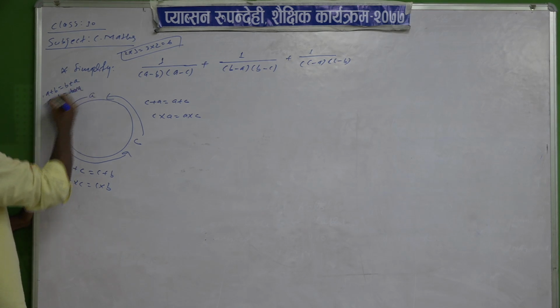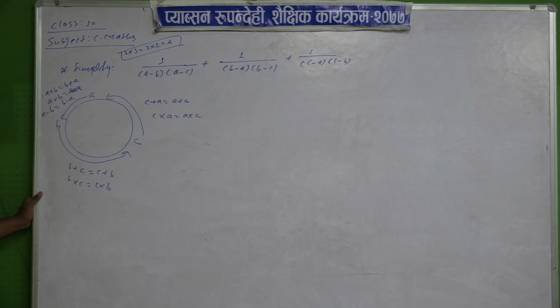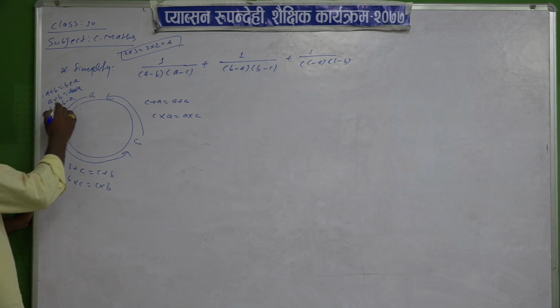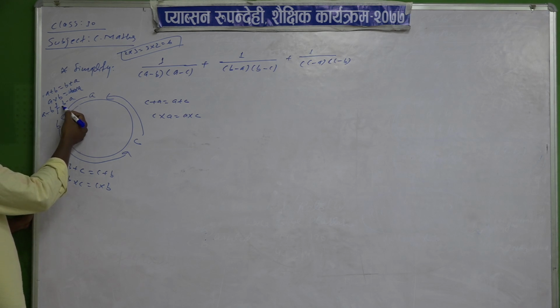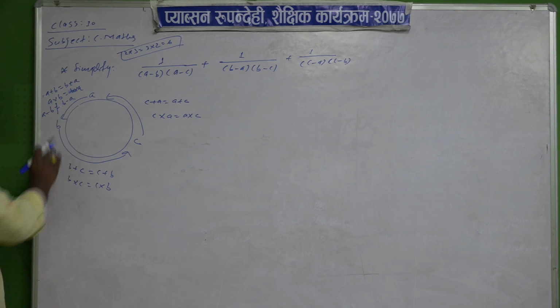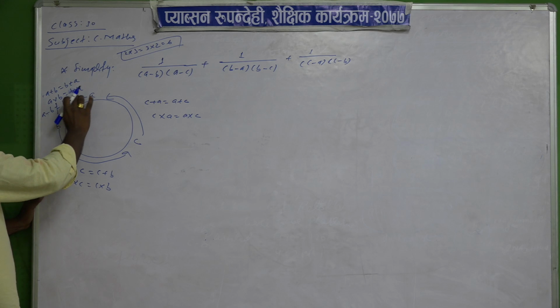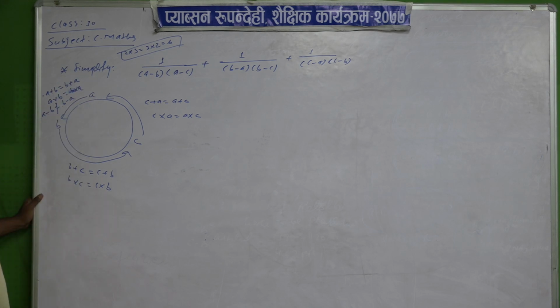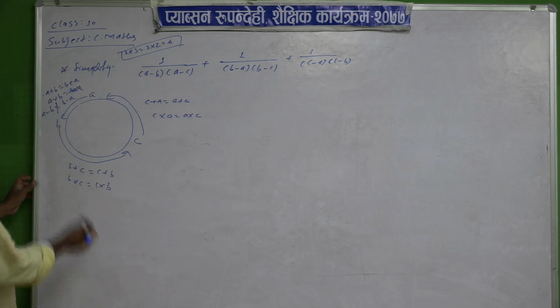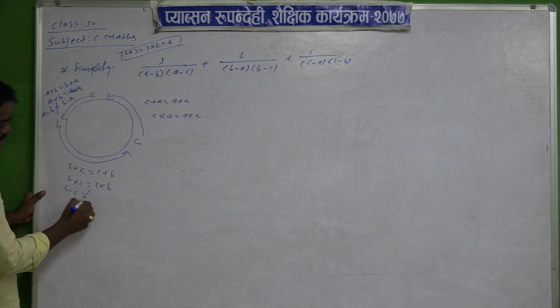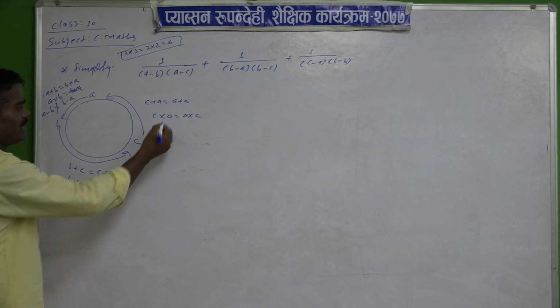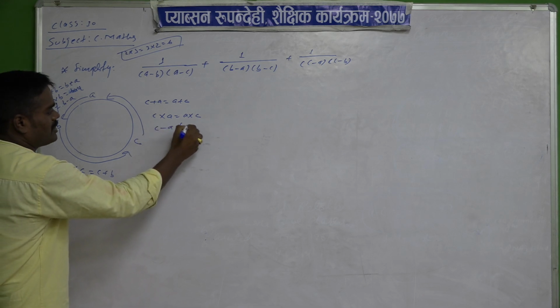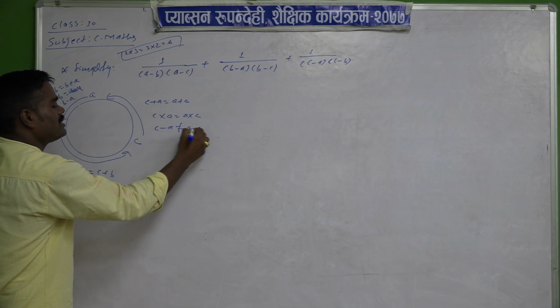And now here A minus B, we can write B minus A. A minus B is never equal to B minus A because the sign of A is plus and the sign of B is minus, but while writing B minus A, the sign of B is plus and the sign of A is minus. So A minus B is not equal to B minus A, unlike A plus B equal to B plus A. Likewise B minus C is not equal to C minus B, and C minus A is not equal to A minus C.